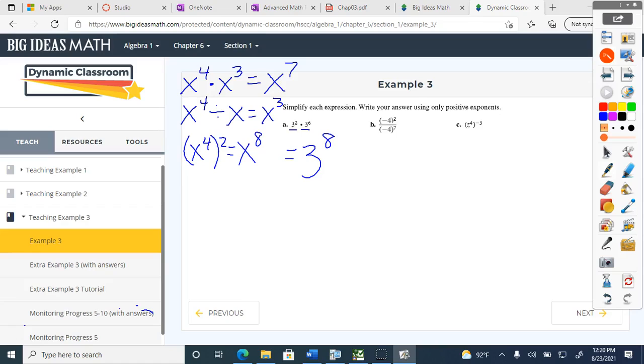Say 3 to the second, to like the 6. Okay. You do the exponents first and then simplify from it. This is a 3, this is a 3. As long as those two numbers are the same, you can add your exponents.